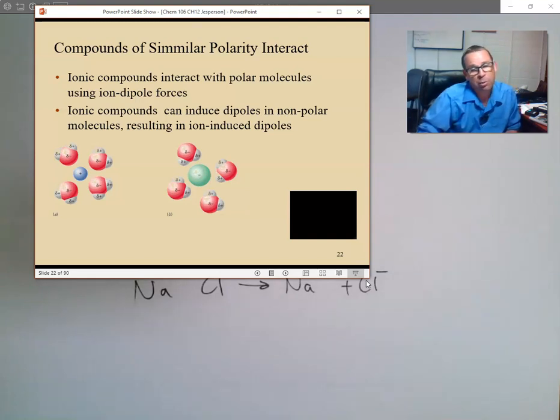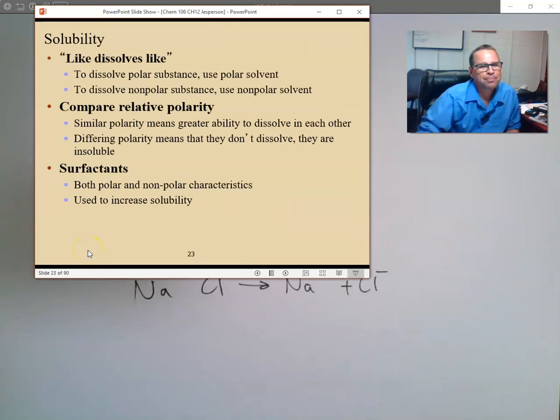It's called an ion dipole. Very good. She wrote it on there for us. Excellent. That's an ion and a dipole interacting with each other. Very good. Now, I think that is a good place to stop for the day.